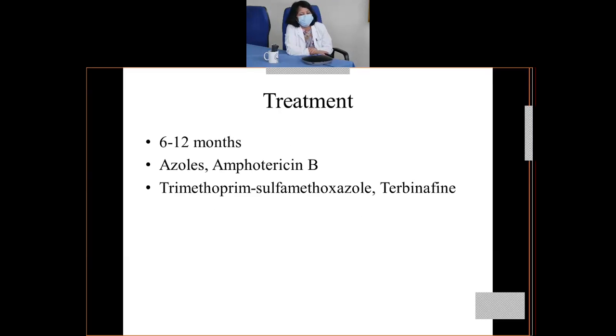Treatment requires prolonged treatment of 6 to 12 months. It's a very long period, and it can be treated using azoles and amphotericin B. But it has shown promise even with antibacterial agents such as trimethoprim, sulfamethoxazole, and terbinafine. Cotrimoxazole, that is trimethoprim and sulfamethoxazole, is mostly given in case of immunocompromised patients.